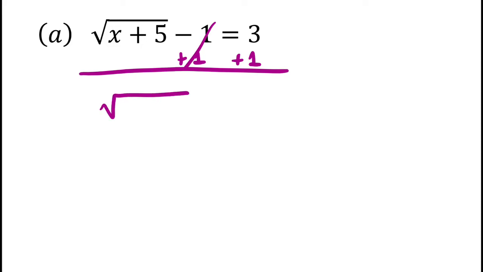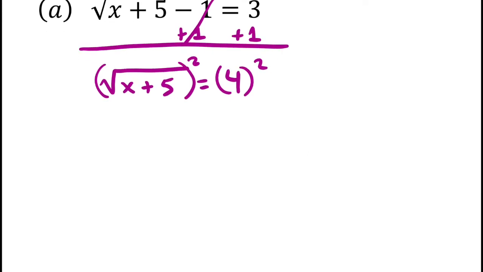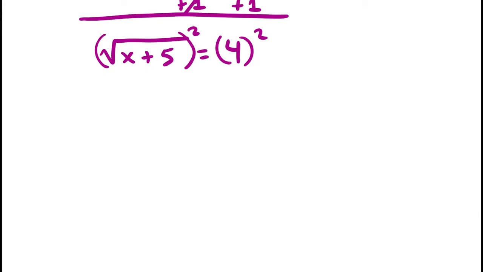So we're left with the square root of x plus 5 equals 4. So now that we isolated the radical, we're going to go ahead and get rid of it. Now this is a square root, so remember that square root and square are inverse operations, so they cancel each other out. But if we do it on one side, remember to do it on the other side as well. So we just applied the square operation to both sides. Now we're going to cancel out the square and the square root, and we get x plus 5 equals, and then 4 squared is 16.